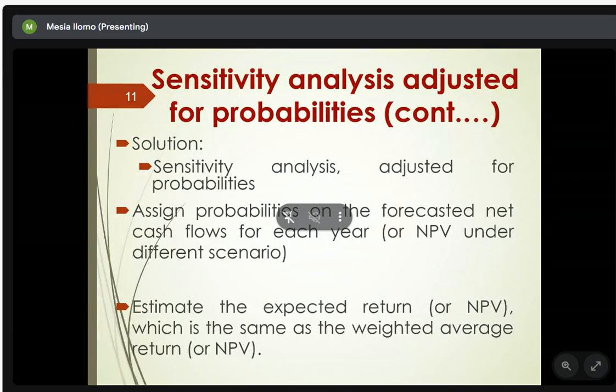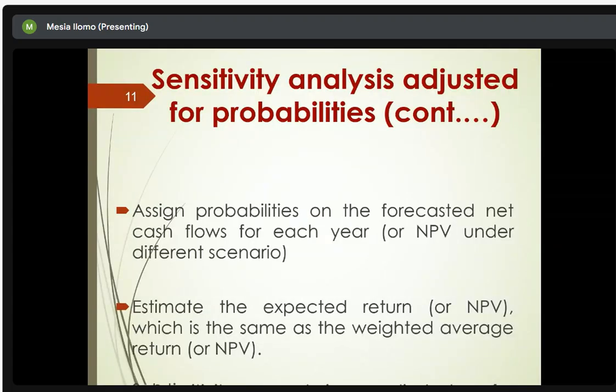So probability has implications on the NPV, and the argument that we're making here is that we need to incorporate risk.